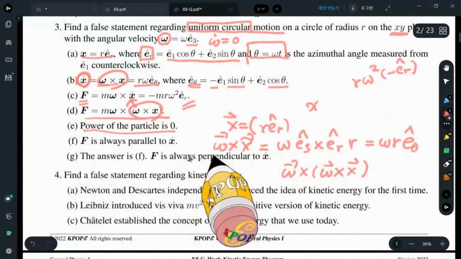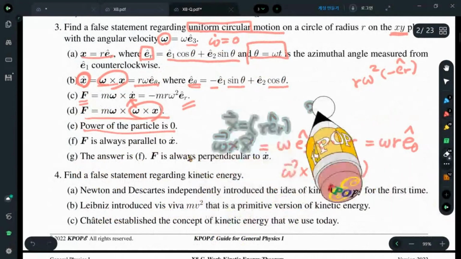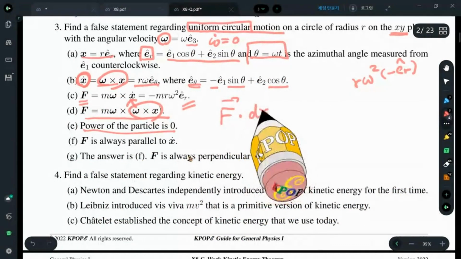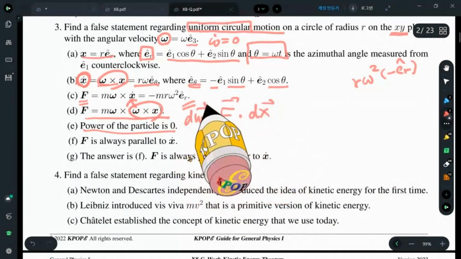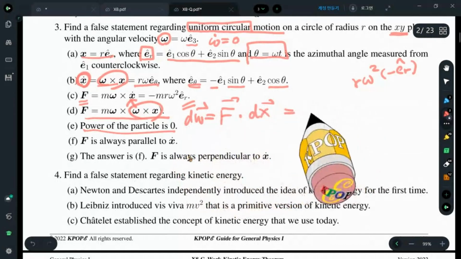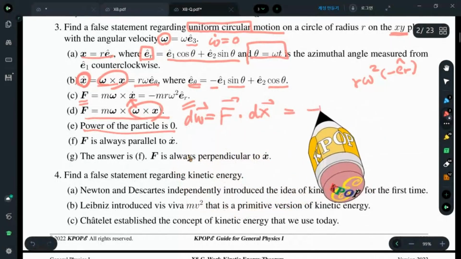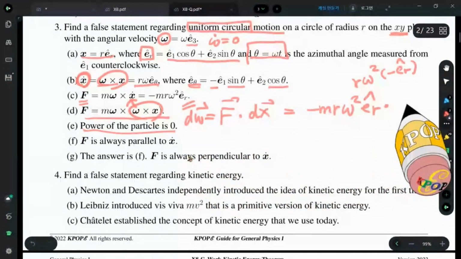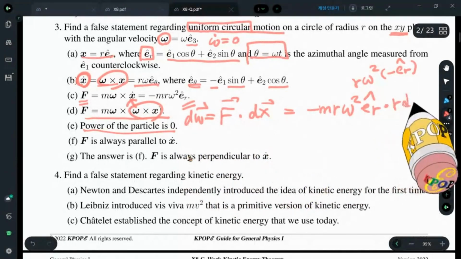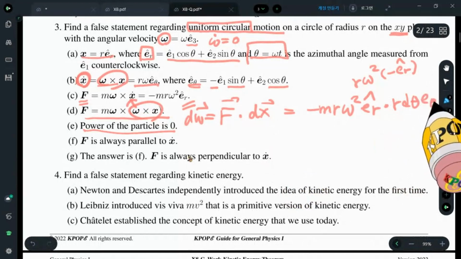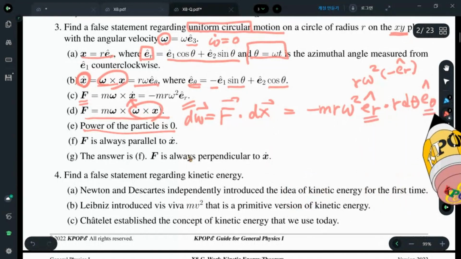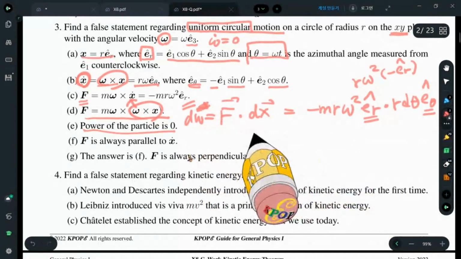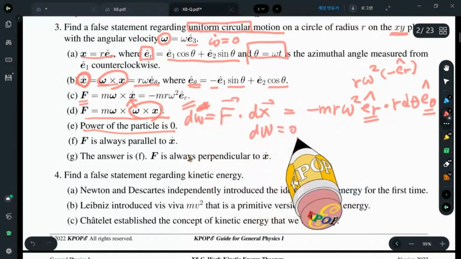Power of the particle is 0. The reason is that f dot dx is the differential of work, and f is toward the center, and dx is along e theta. ER and E theta are perpendicular. So this is not a vector. Therefore, dW equals 0 always.